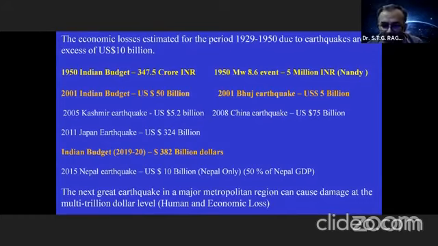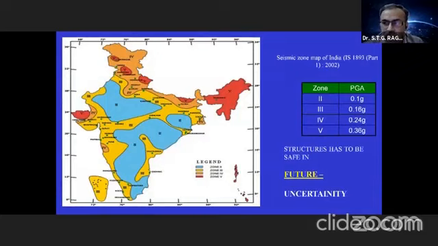Our honorable Prime Minister recently said, before this lockdown, "Jaan hai to jahan hai." Now the slogan became "Jaan bhi, jahan bhi." Which means we have to focus on human losses as well as economic losses during earthquakes. Now coming back to our seismic zone map, I have shown you the importance of this earthquake thing, human and economic losses itself.